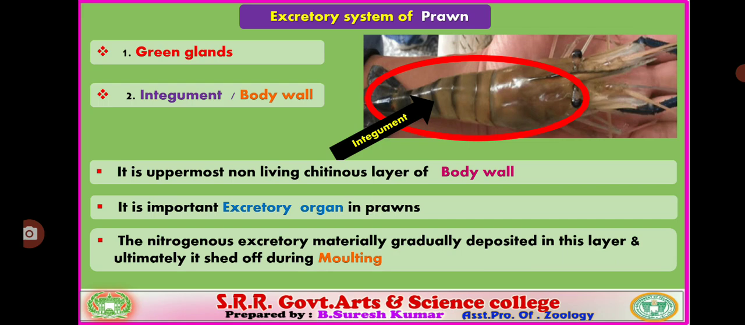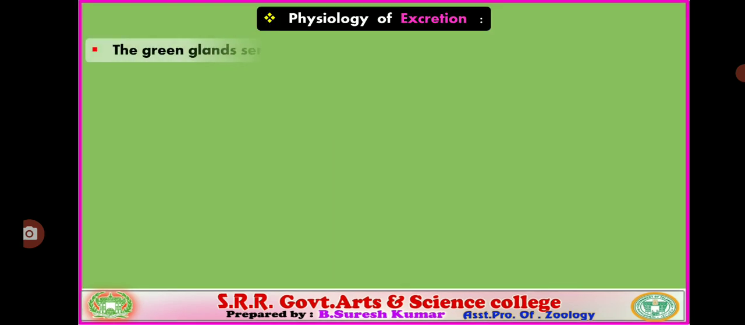They collect nitrogenous wastes from the blood and deposit such wastes in this layer, and ultimately such excretory waste material is eliminated at the time the body wall is shed off, the integument layer during molting. During the molting process, the uppermost layer of the body wall is shed off. At that time, all these deposited nitrogenous wastes are eliminated. Follow? So this is the function of the integument. Right. Let us see the physiology of excretion.